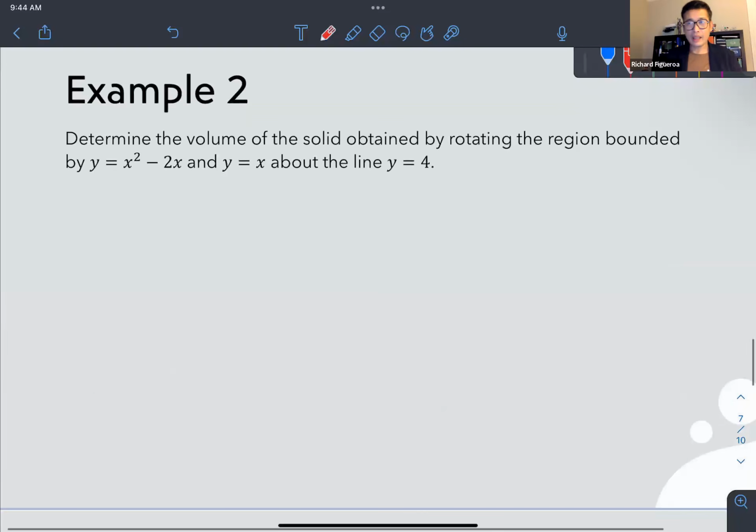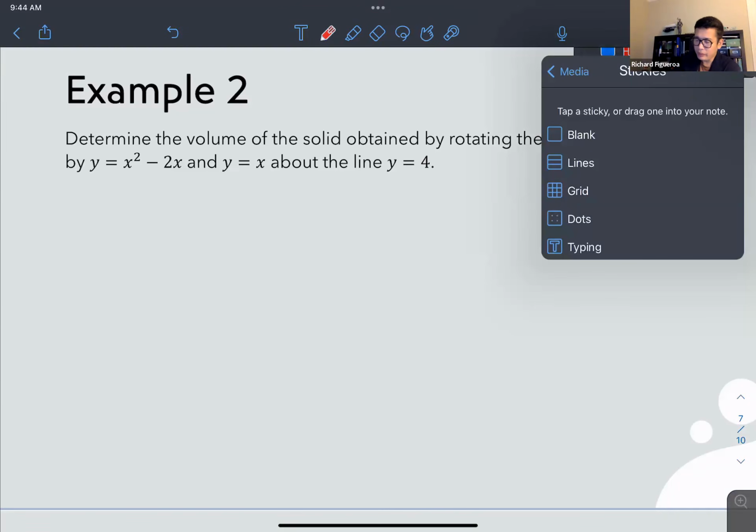So let's have our last example. We have to determine the volume of the solid obtained by rotating the region bounded by a parabola, which is y is equals to x squared minus 2x, and a line, which is y is equals to x, about the line y is equals to 4. The difference here is that the axis of rotation is not the x-axis nor the y-axis. It's another line. So how do we compensate for that?